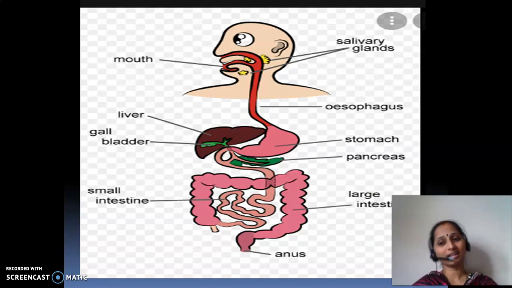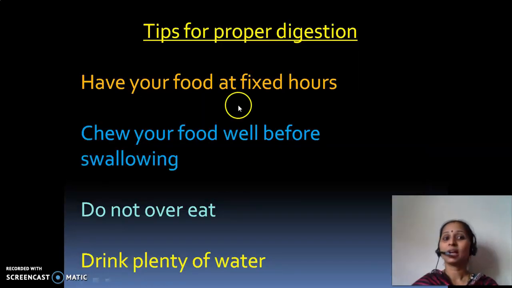Yes, is our digestive system working like a machine? So to keep our machine working properly, we need to follow some tips. We also need to take care of that system, right? So let us see what those tips are. Have your food at fixed hours. Every day we need to take our food at fixed hours, at the same time every day. Yes, that is your first tip.